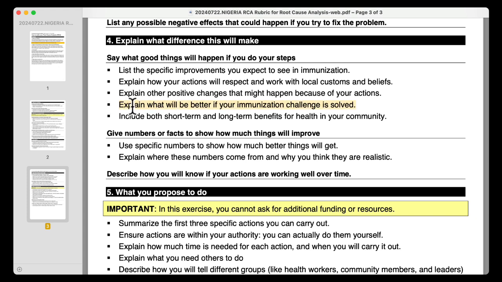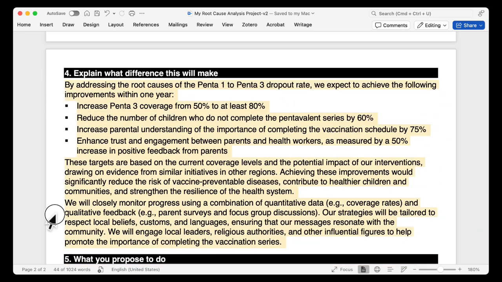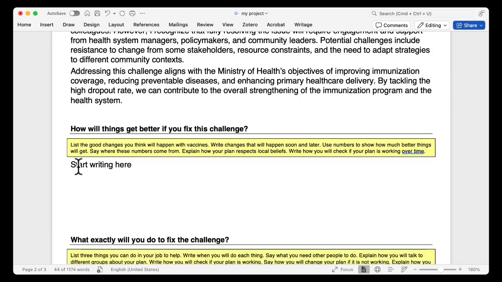Don't just say vaccination coverage will improve. That's a given if you're successful, but that's not good enough. What are the long-term and short-term benefits in health? Use specific numbers to say from coverage this to coverage that, and explain where these numbers come from, and describe how you will know if your actions are working over time. So I'm going to get this section 4 that I've prepared, and we're going to look at it together.